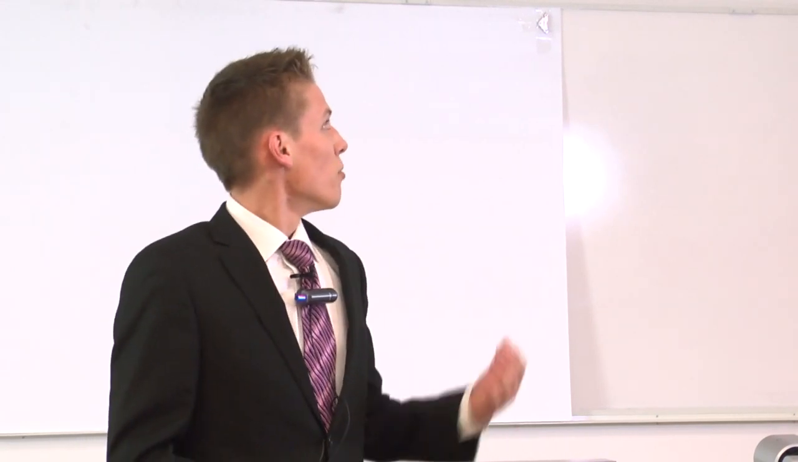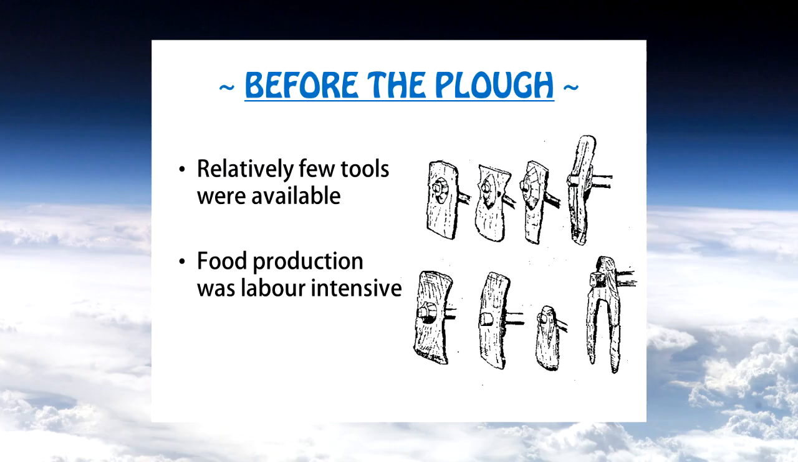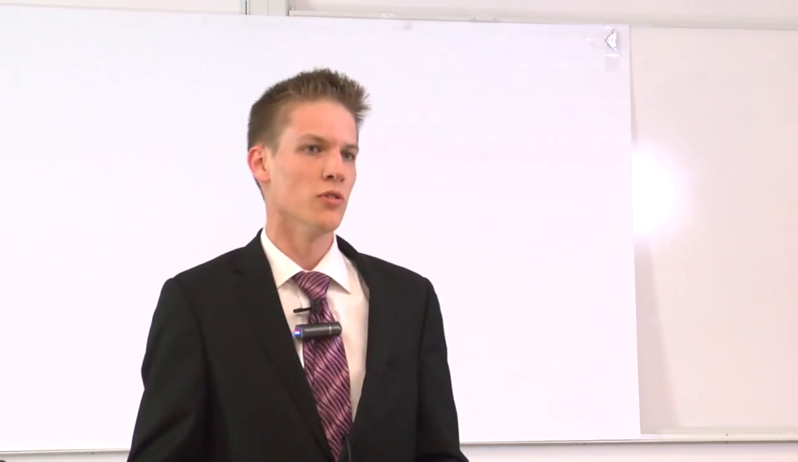Now, the plow is responsible for giving us specialization and division of labor. The plow is massively important in providing us with specialization and division of labor because it increased the ability to produce food. It was far more efficient. Before the plow, there were relatively few tools available. Food production was very labor intensive. It took the entirety of the family to produce enough food just to support them, and food surplus did not exist. As you can see here, the tools that they're using are very crude, very inefficient. It was not easy for them to actually produce food.